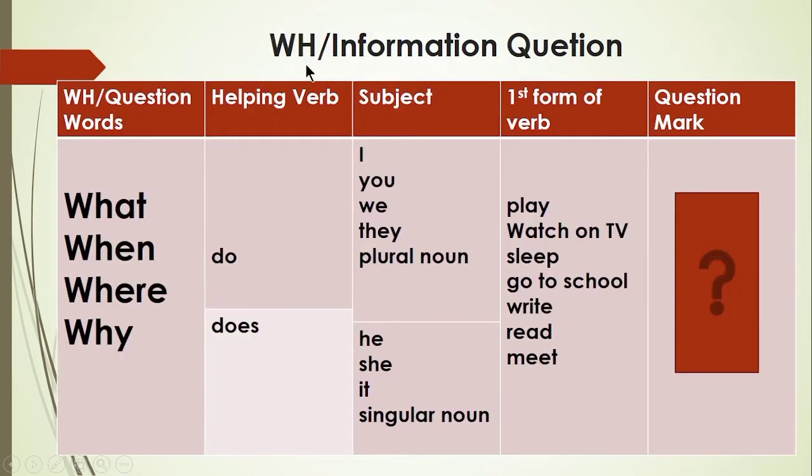How to make WH questions or information questions. Now, in a WH question or information question, we bring question words like what, when, where, why, etc. Then we have the helping verb do or does, do with plural subjects and does with singular, and then we have the first form of the verb, and finally we have a question mark.